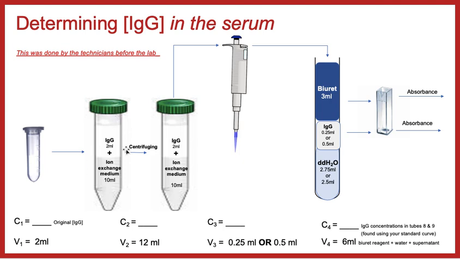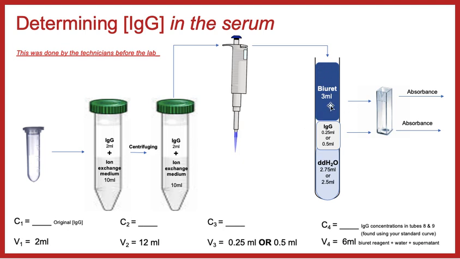Then we took this and we centrifuged it. And then what we did was we took this 12 mLs and we aspirated up with a pipette either 0.25 mLs to put into tube 8 or 0.5 mLs to put into tube 9. And these are the tubes that we have here. So we took a small amount of this solution and we put it into our tube 8 or 9.